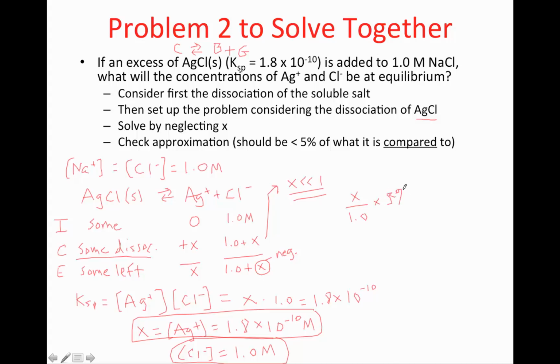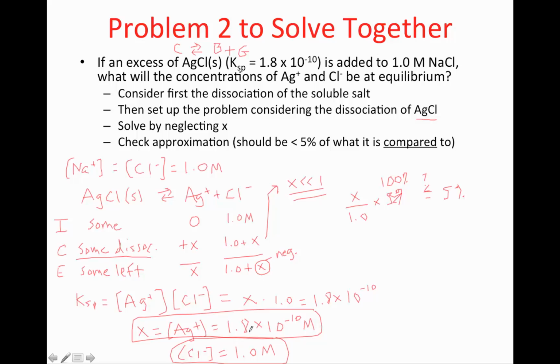No, I'm sorry, I apologize. I'm probably going to make a few mistakes. I hope to catch them. I am a little bit jet lagged here. But I'm going to take x and multiply it by 100%. And the question is, is this going to be equal to or less than 5%? And we can see that it is.